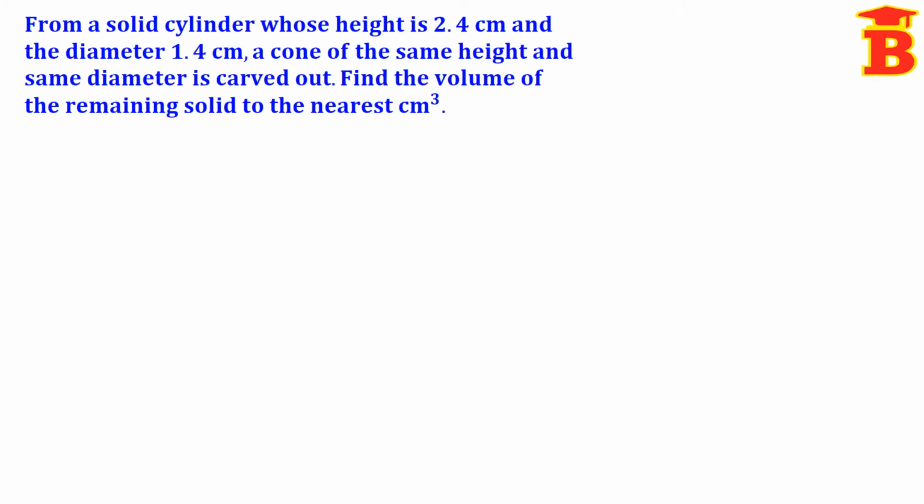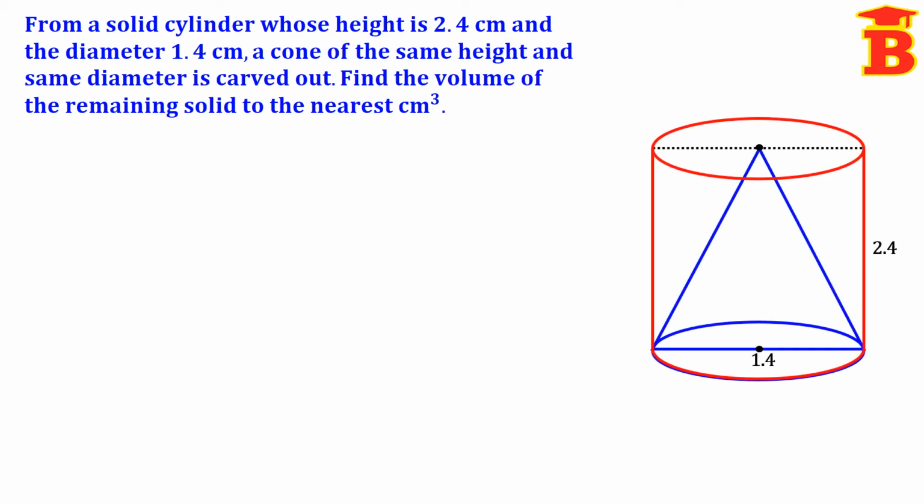Let us see the combined solid problems in mensuration. From a solid cylinder whose height is 2.4 cm and the diameter 1.4 cm, a cone of the same height and same diameter is carved out. Find the volume of the remaining solid to the nearest centimeter cube.